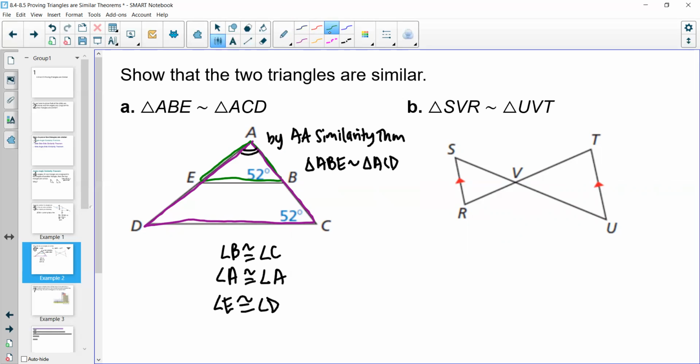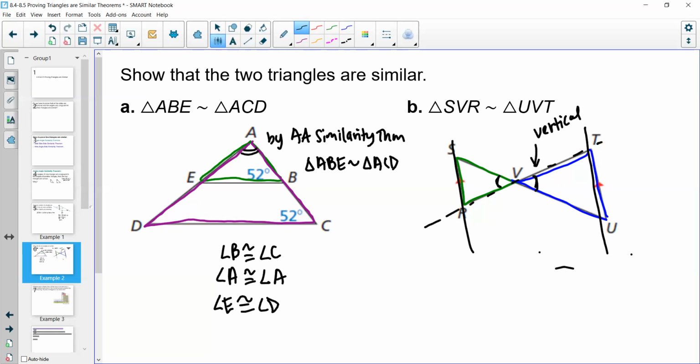Now, this next one is a little interesting because it talks about how triangle SVR, which is this one here, is similar to this one here. Now, how can we show that those two are similar? Well, guess what? These two lines here are labeled that they're parallel. So we know a couple of things. We know that this angle and this angle are the same. Why? Well, because they are vertical angles, and vertical angles are always the same. And then this line here, this PT, actually acts as a transversal. So because that acts as a transversal, we know that this angle has to be the same as this angle because they are alternate interior angles.